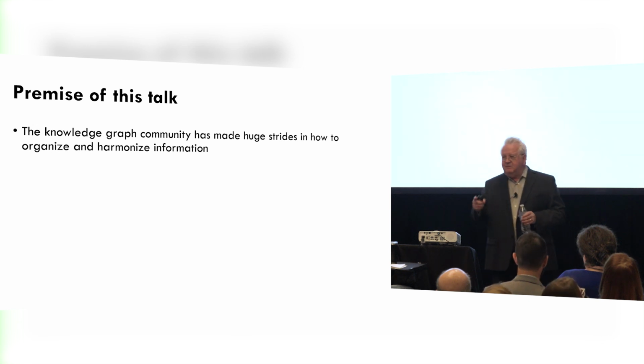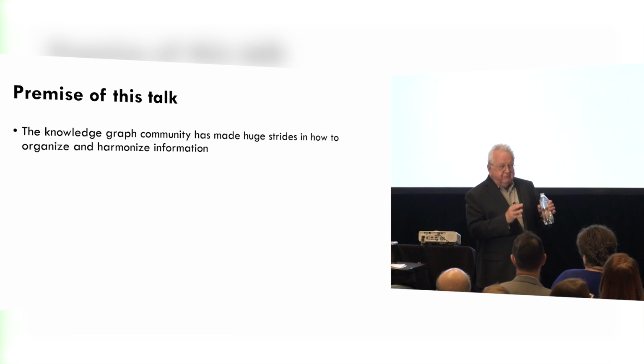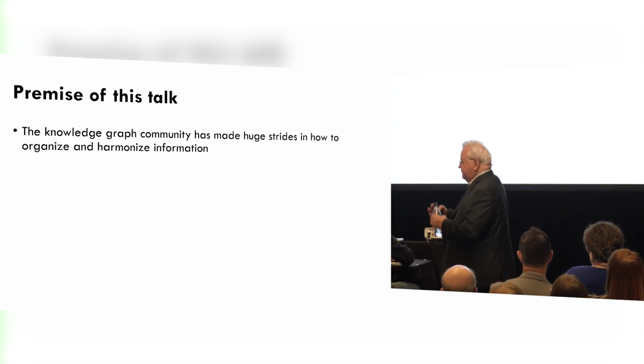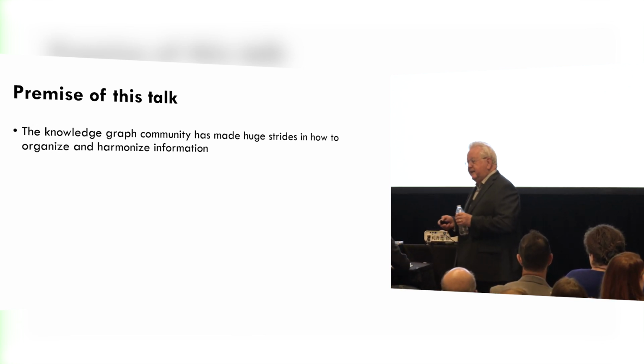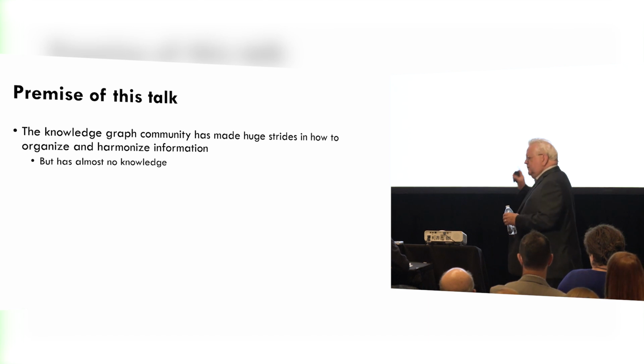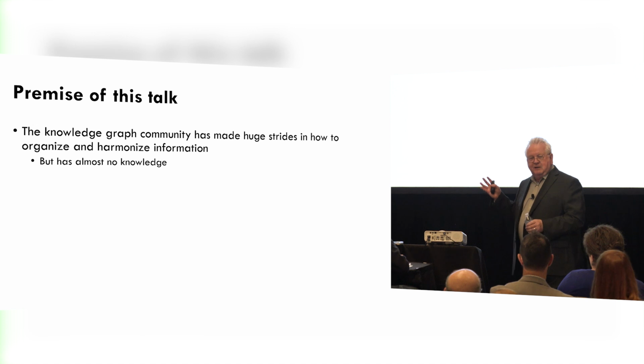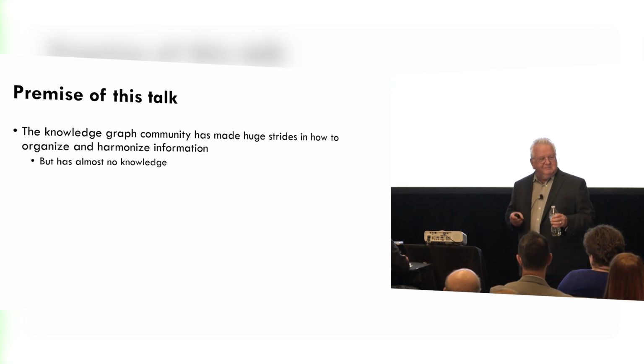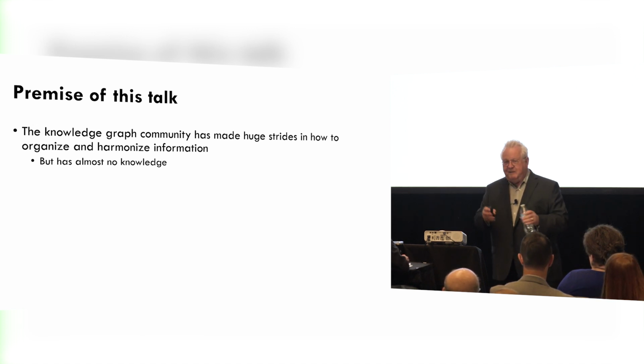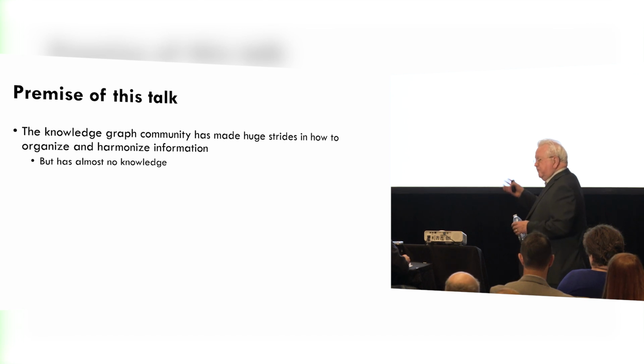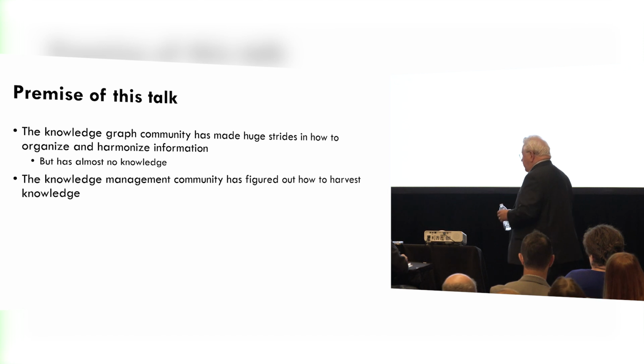I'm going to put forward the idea that the knowledge graph community is really good at organizing and putting together flexible but powerful ways to organize data. Weirdly, and this didn't even occur to me until I started looking at it, there's almost no knowledge in most knowledge graphs. It seems odd, and in fact, in a minute, I'm going to get to where the term even came from and why that may be a little bit of a misnomer.